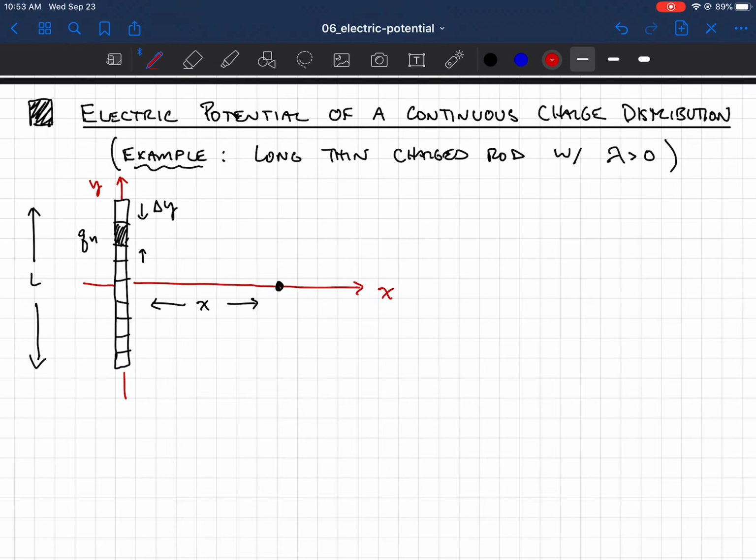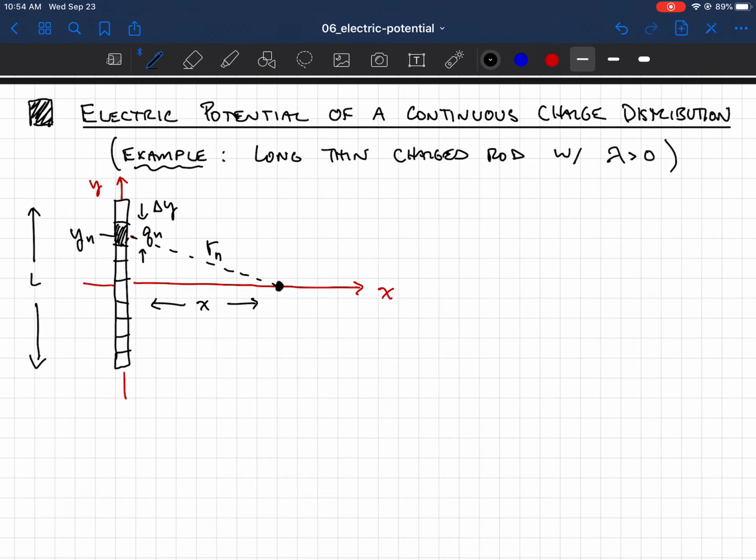And then let's continue to draw the picture a little bit. So there's an Rn, the distance from that charge chunk to the point in space that I'm interested in. The position of that chunk, if this is chunk Qn, its position is called Yn.